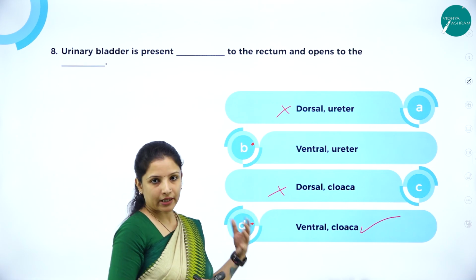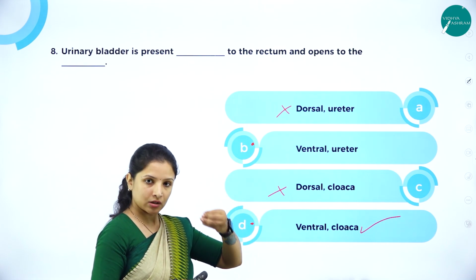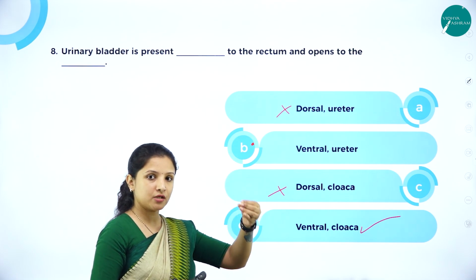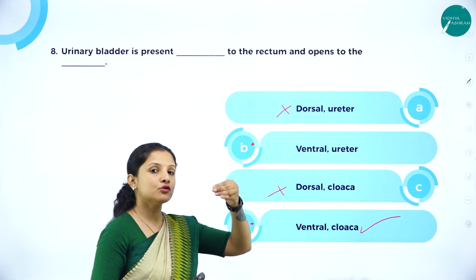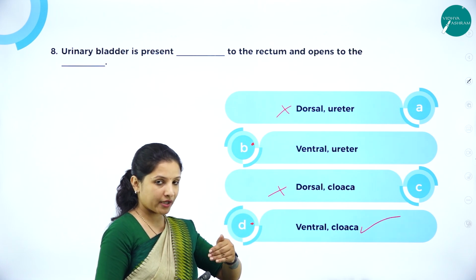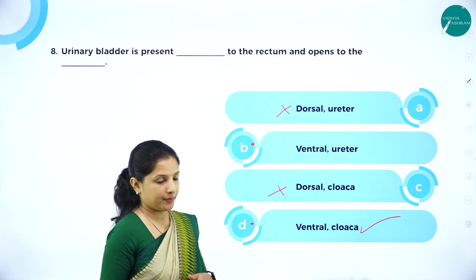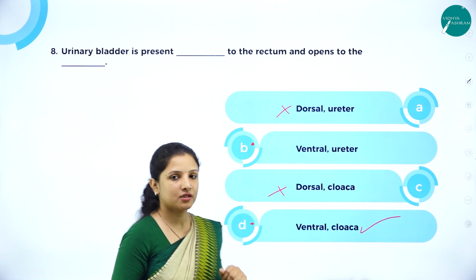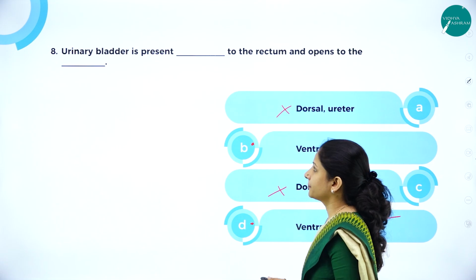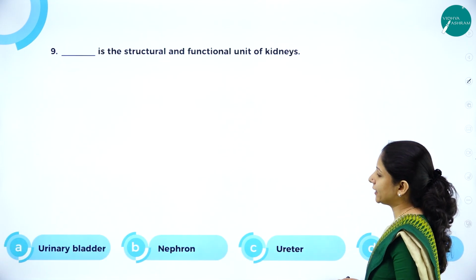To brush up, I'll just tell you, from the kidney to the ureter, from the ureter to the cloaca, then to the urinary bladder, which is present on the ventral side of the cloaca, and it opens into the cloaca and then through the cloacal aperture. So right answer is option D, ventral cloaca. Next question. Dash is the structural and functional unit of kidneys.